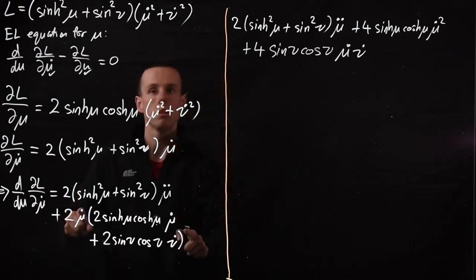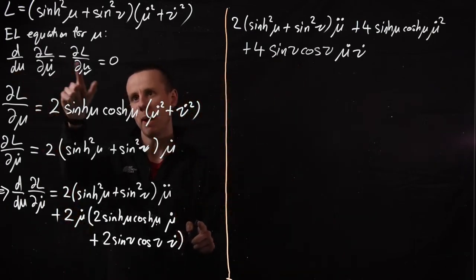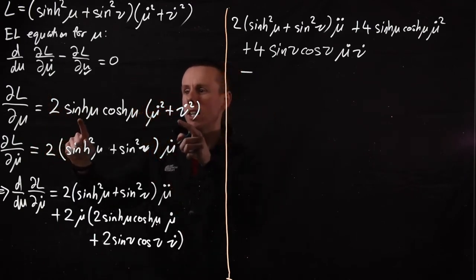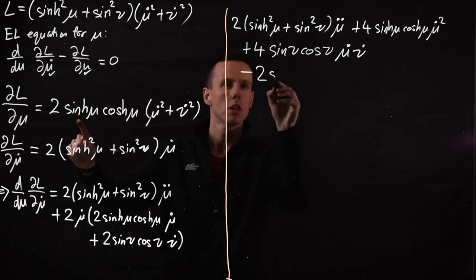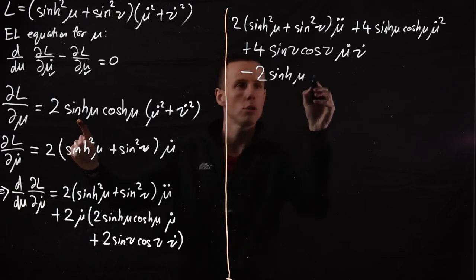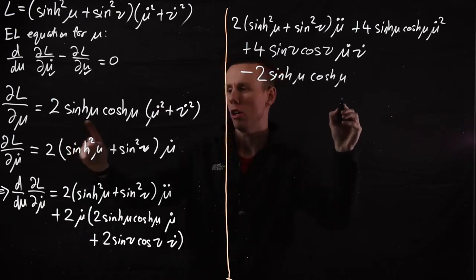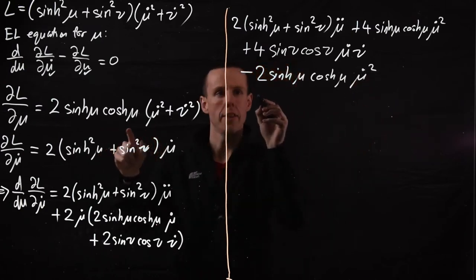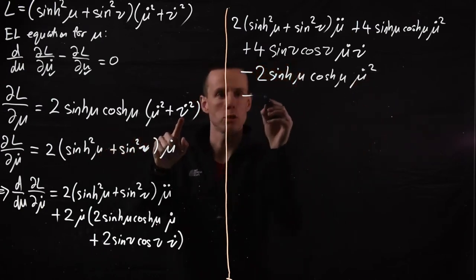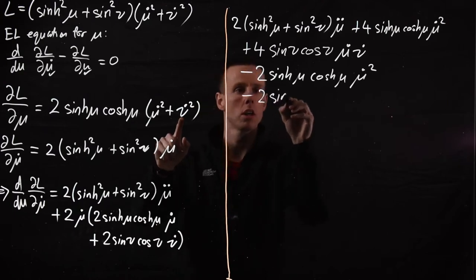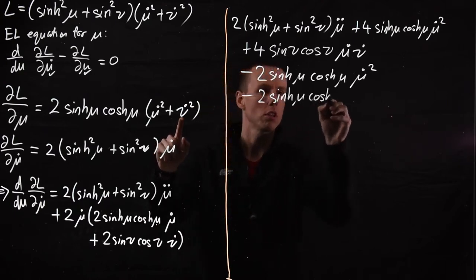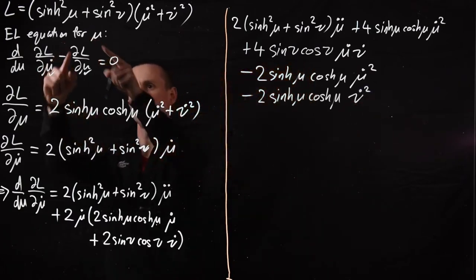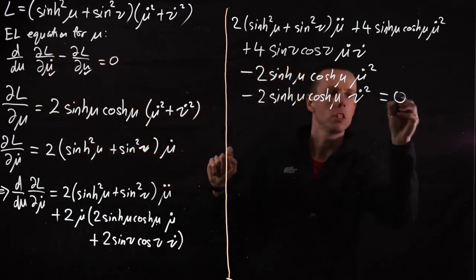So that's that term, and then so that's here, and then minus dL by d mu, which is here, so minus, let's multiply things out, so minus 2 sine mu cos mu mu dot squared, and then this bit as well, so minus another 2 sine mu cos mu nu dot squared, and the Euler-Lagrange equations say that combination is equal to 0.